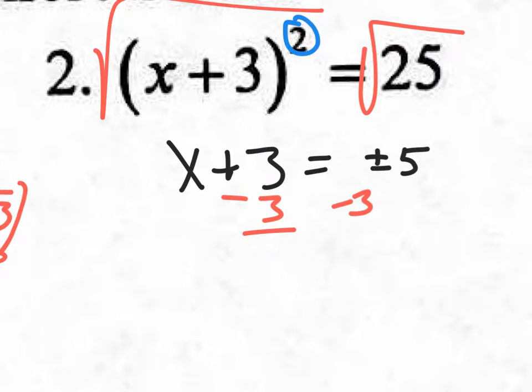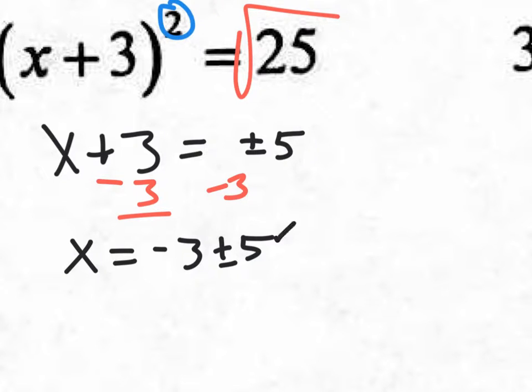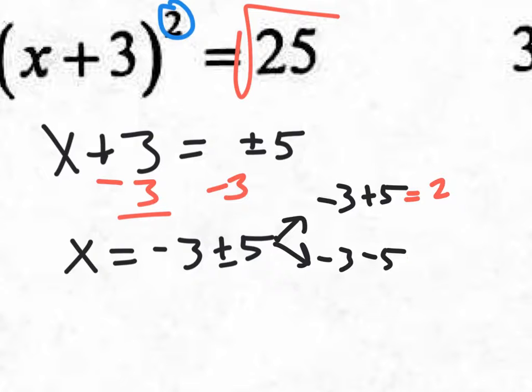So what I'm going to do is rewrite it. x equals negative 3 plus or minus 5. And now let me actually write what plus or minus 5 actually looks like with that negative 3 in front. That's really going to be a negative 3 plus 5, and it's also going to be a negative 3 minus 5. So you actually get two answers. The negative 3 plus 5 is what? 2. And the other one? Negative 8. All right, so those are your two answers.